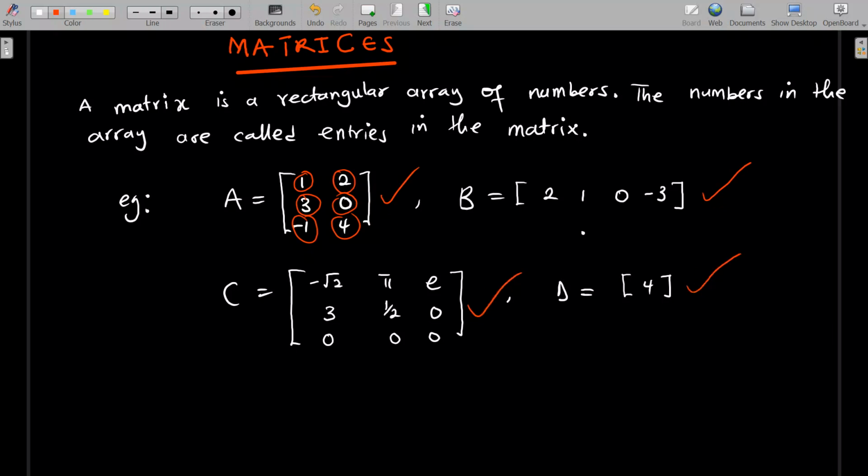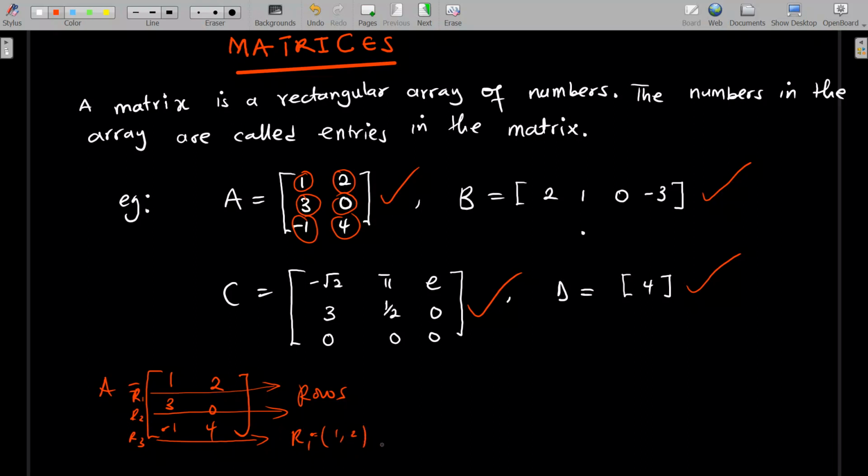So in matrices, we have something we call rows and columns. If I write a matrix A, like this one I have here, then all the entries you read in a horizontal way are what we call the rows. So these are the rows and row entries. We name them one after the other. I can call this one row 1, row 2, and then row 3. In row 1 I have the entries 1 and 2. In row 2 I have 3 and 0, and in row 3 I have negative 1 and 4.